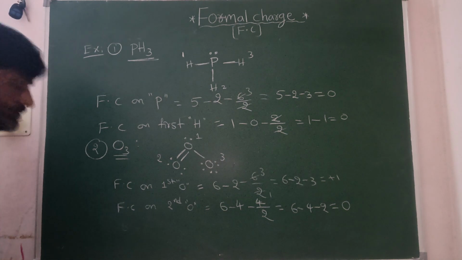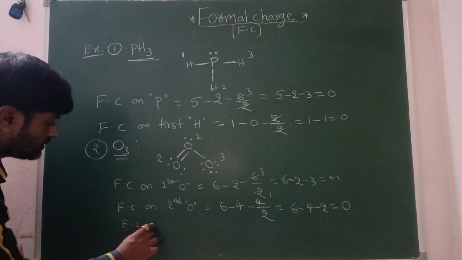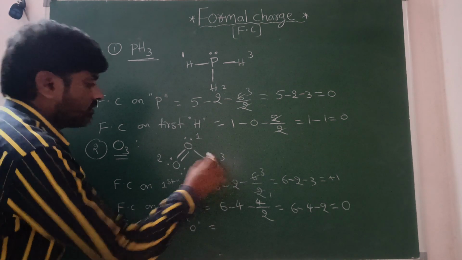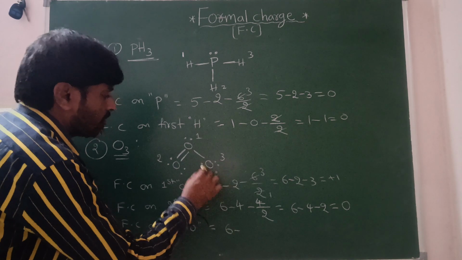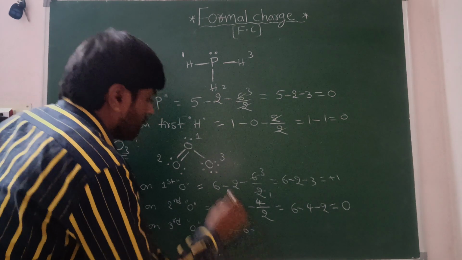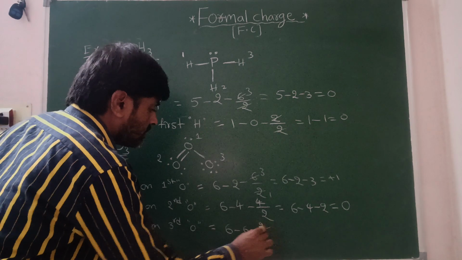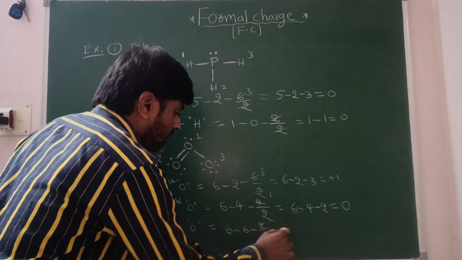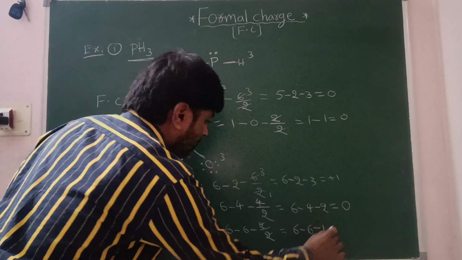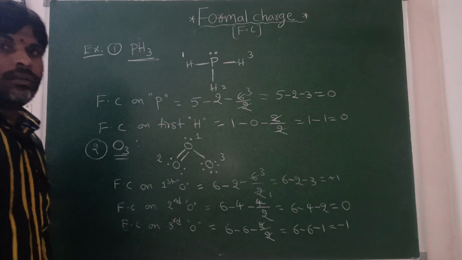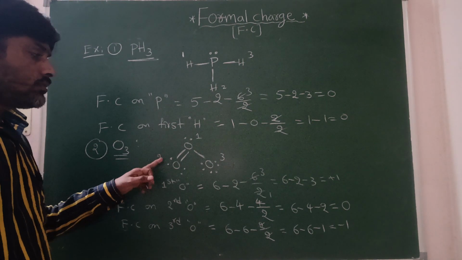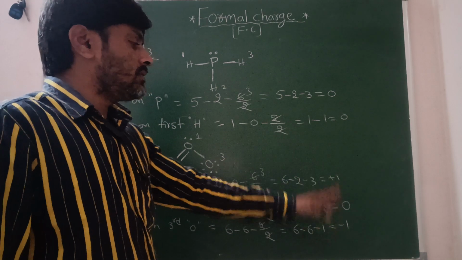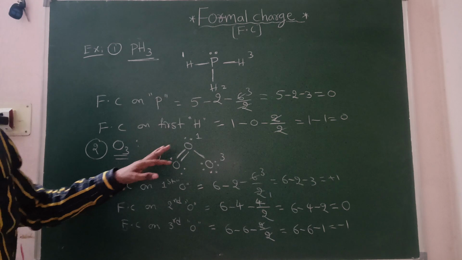Now for third oxygen, formal charge on third oxygen is equal to 6 valence electrons minus non-bonded electrons are 6 minus, it forms only one bond, the bond electrons are 2 by 2, 2 ones are 2. Now we are here 6 minus 7, so we are getting minus 1. Now net formal charge for this O3 is plus 1, 0, minus 1. Minus 1 plus 1 cancel, so we are getting 0 charge.